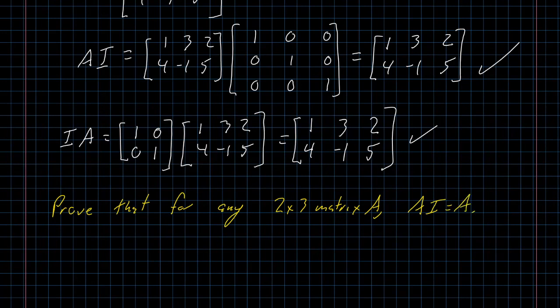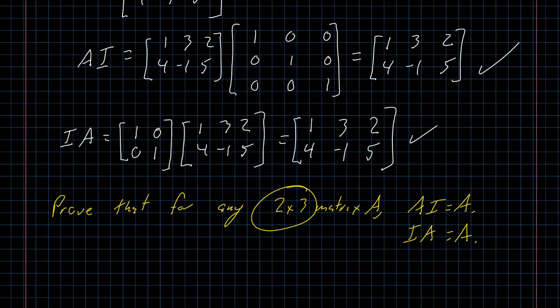All right. I would like you to think about how you might establish this proof. For any 2 by 3 matrix A, I want to prove that A times I is equal to A and that I times A is equal to A. All right. Compared to the proof that I went through, notice that we're not doing this in general.